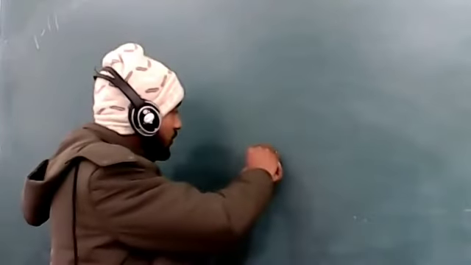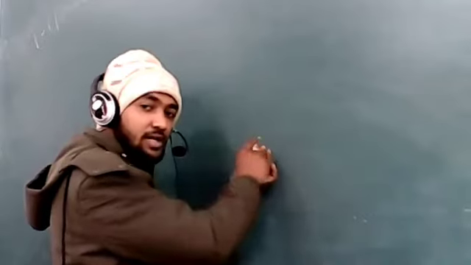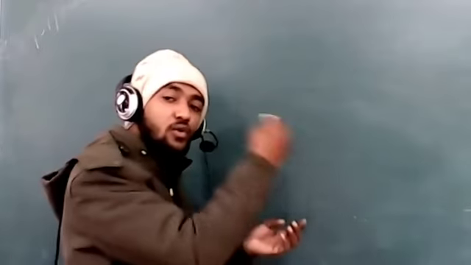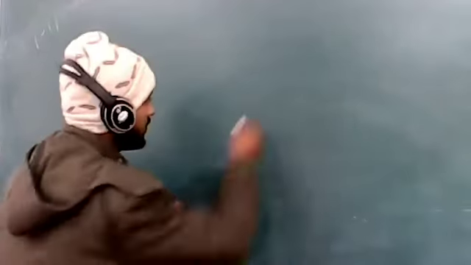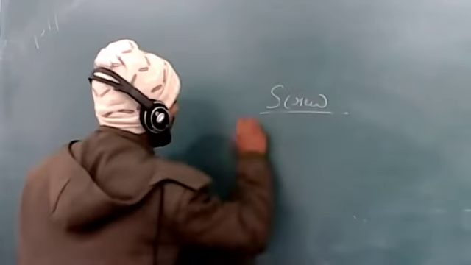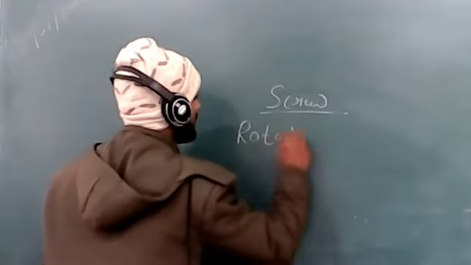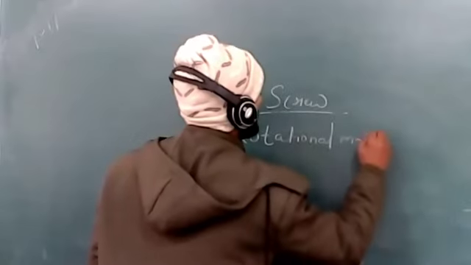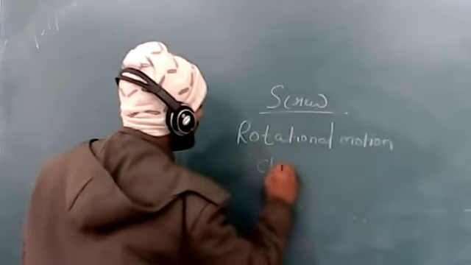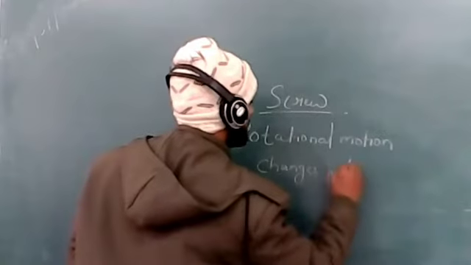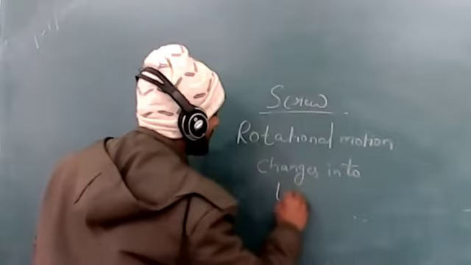So when you rotate the screw, which type of motion is it? Rotational motion. And when the screw goes inside the wall, which type of motion? Because it is moving inside in a straight line, rotational motion changes into linear motion. So for this screw, you just remember this point: rotational motion changes into linear motion.